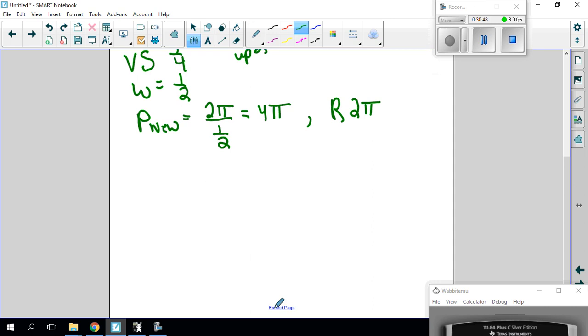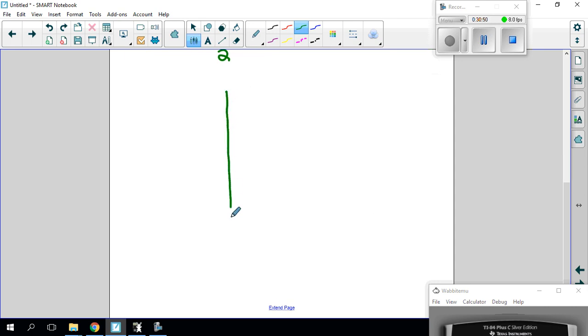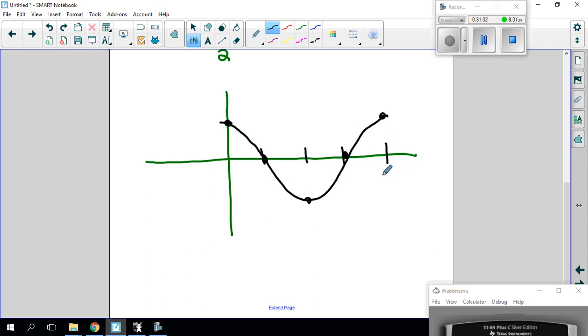So here we go. Secant looks like cosine. So you graph cosine. You go 1, 2, 3, 4, cosine. The new period is 4 pi.